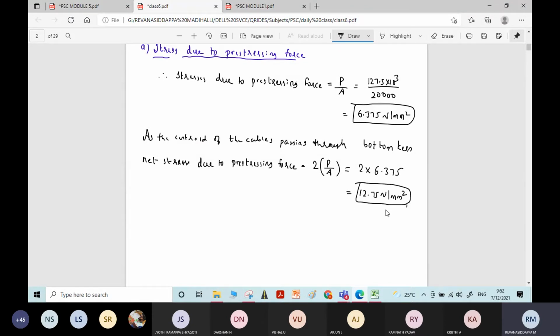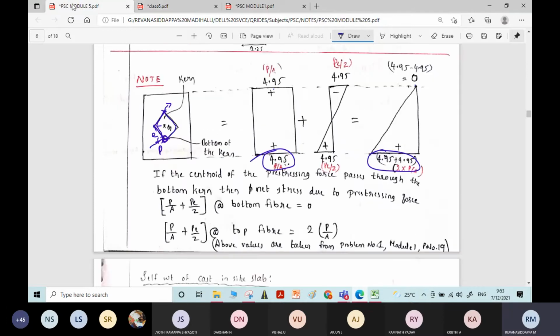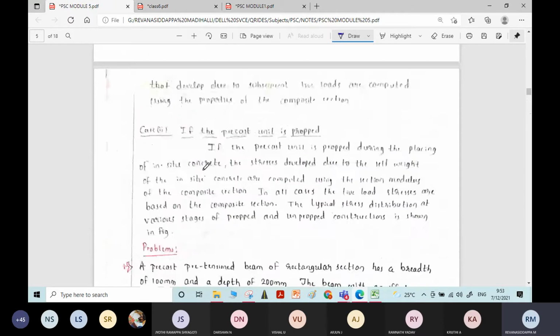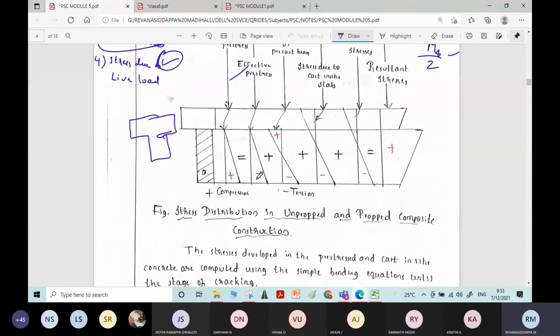This is at the bottom, and it will be 0 at the top. Correct? Therefore, in the theory part of the model, the stress distribution due to the pre-stressing force is written by assuming the pre-stressing force acts at the bottom kern only. It is not a rectangle, you can see here. It is a triangle only. At the bottom it is 2 times the direct stress, at the top it is 0.